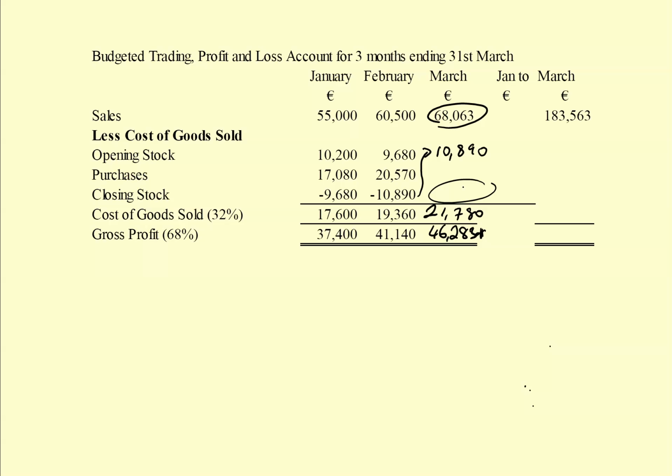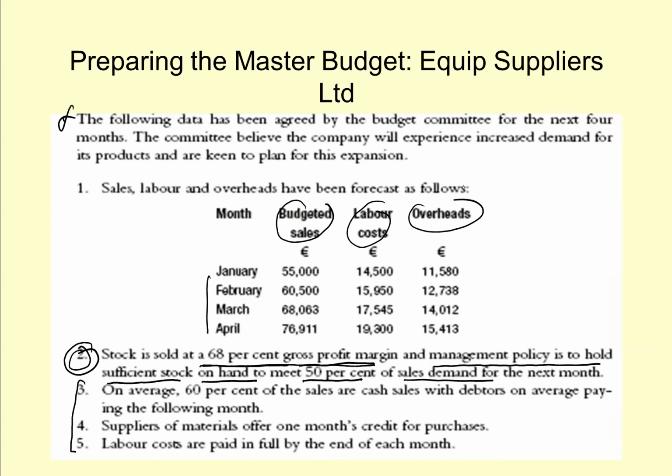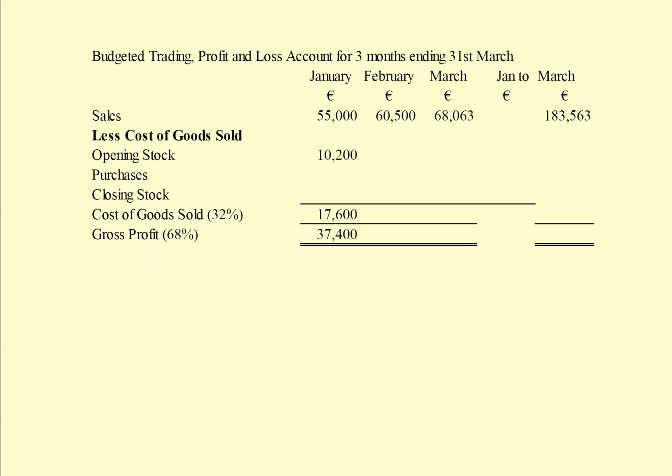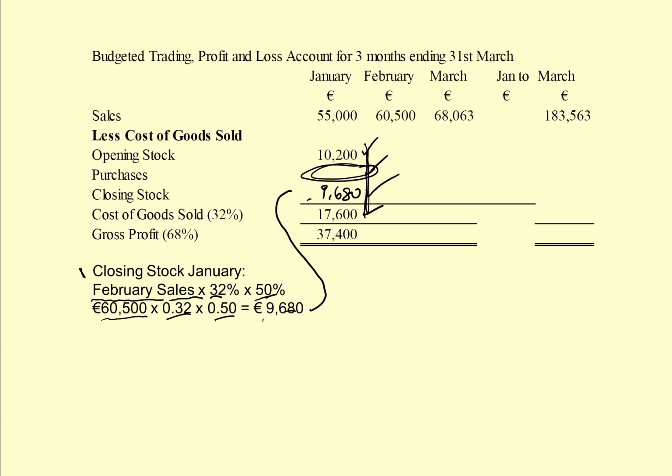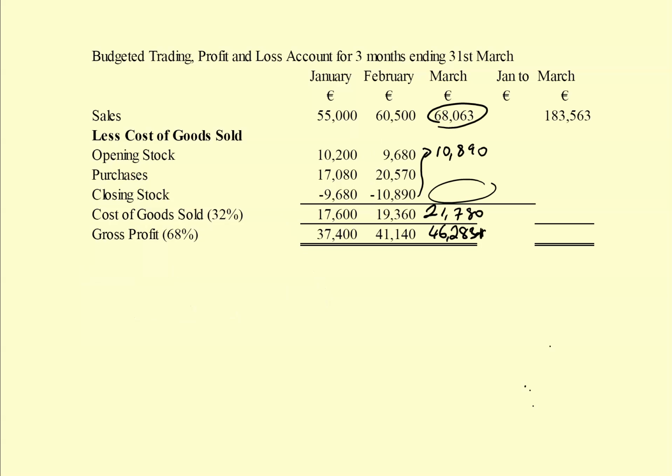Now, we were given that information at the beginning of the question, so if I go back to the beginning of the question, we see here, note number 1, budget and sales, April, 76,911. So what I can do is take that figure, 76,911, go back to where I was, sorry, went to the wrong slide there, and I can work that out.